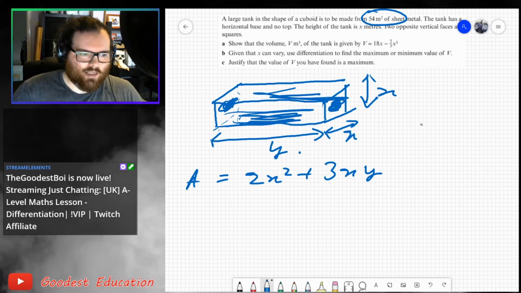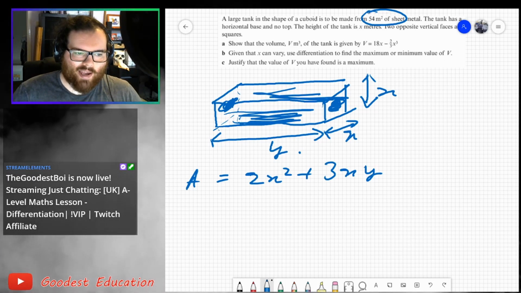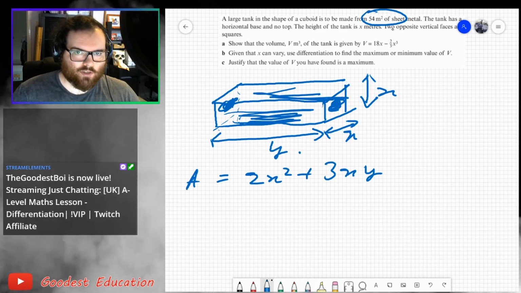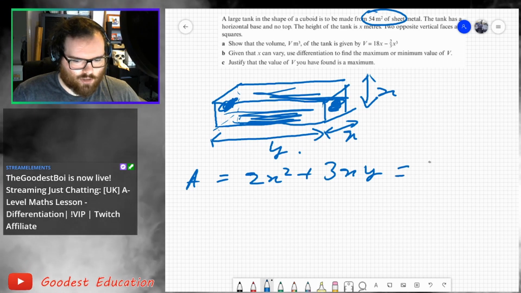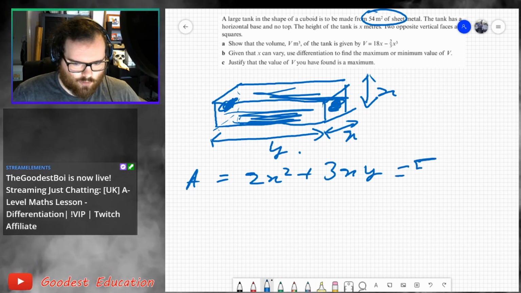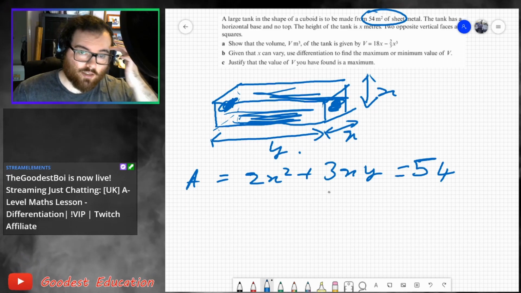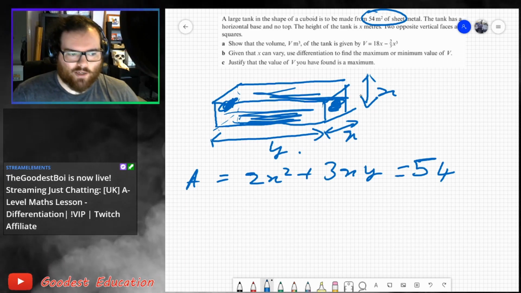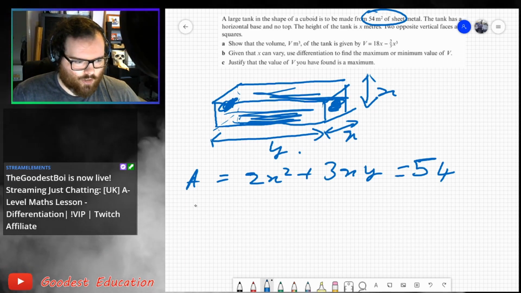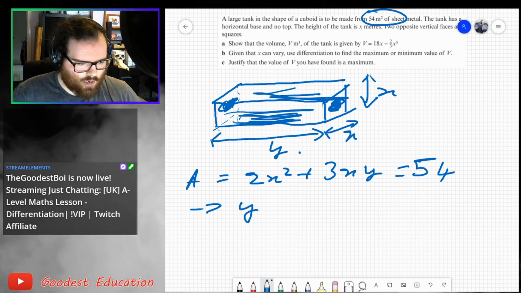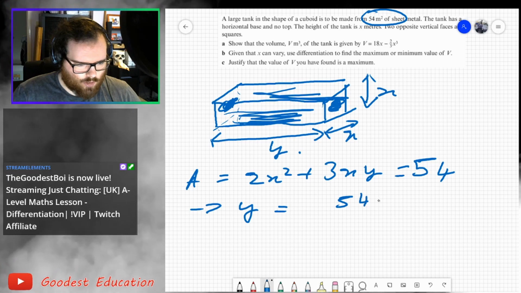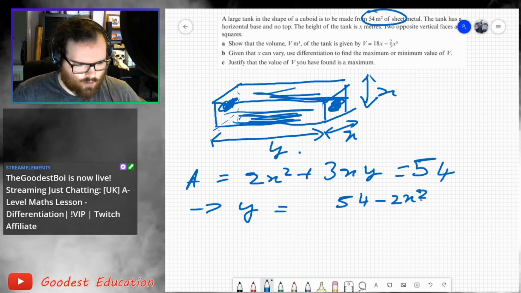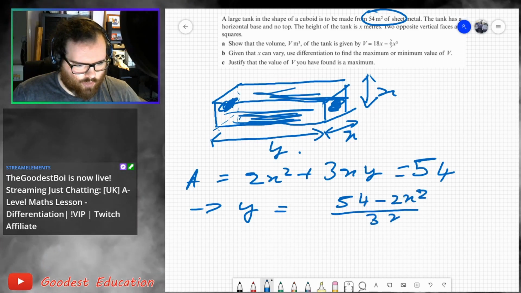But the thing is that we know that the total area has to be 54 meters squared because that's all the sheet metal that we have. So the total area is going to be equal to 54. Which means that we can work out what y should be, because y is what we don't have. So if we rearrange this, we're going to have y is equal to 54 minus 2x squared all over 3x.